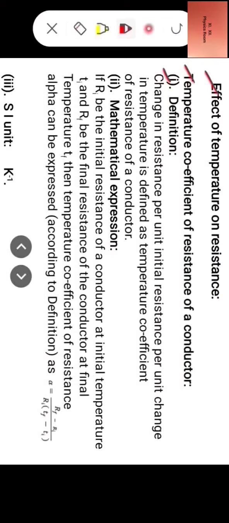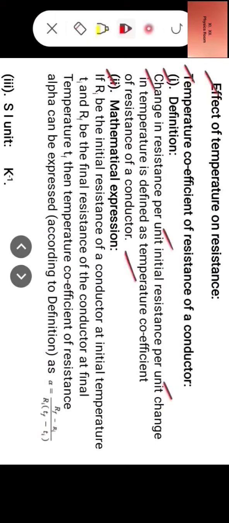I repeat, change in resistance per unit initial resistance per unit change in temperature is defined as temperature coefficient of resistance of a conductor.